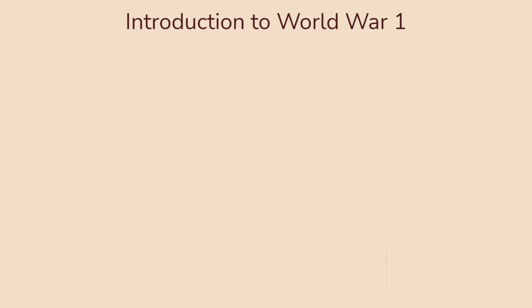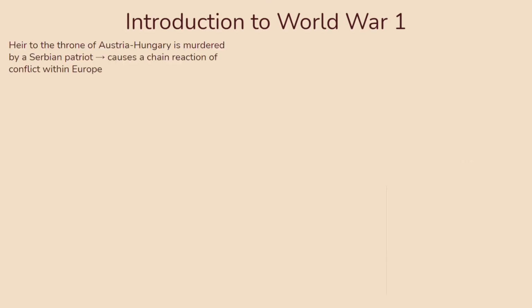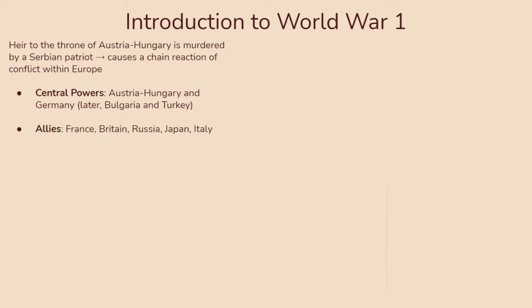And it really starts when the heir to the throne of Austria-Hungary is murdered by a Serbian patriot, and this causes a chain reaction of conflict within Europe. And it really comes down to two groups you should know about: the Central Powers, which included Austria-Hungary, Germany, and later Bulgaria and Turkey, and the Allies, which included France, Britain, Russia, Japan, and Italy.